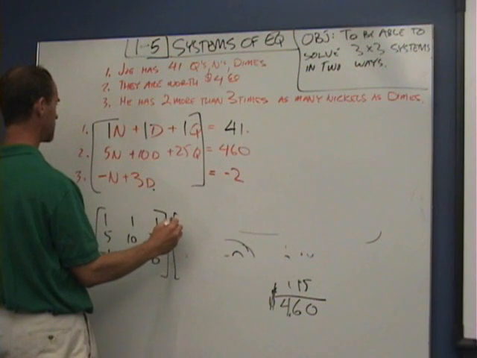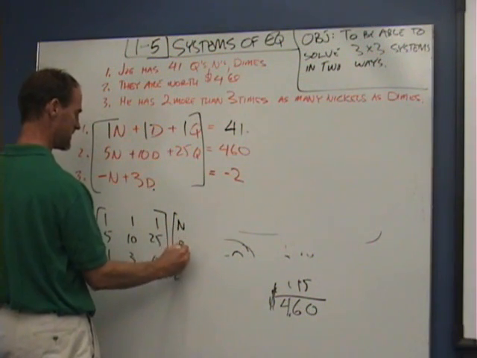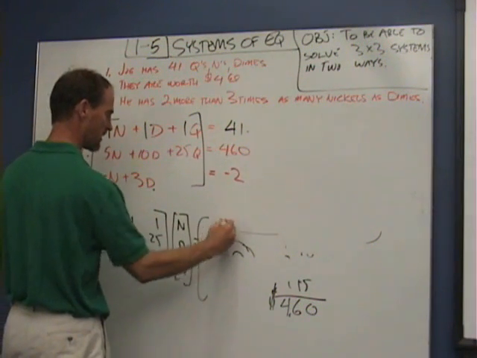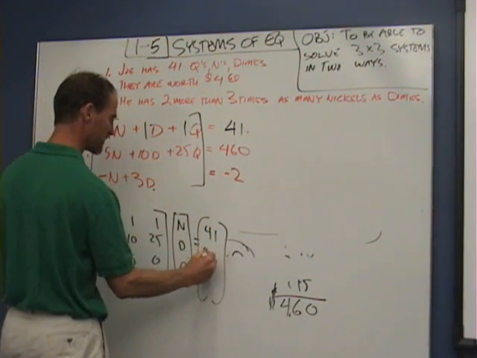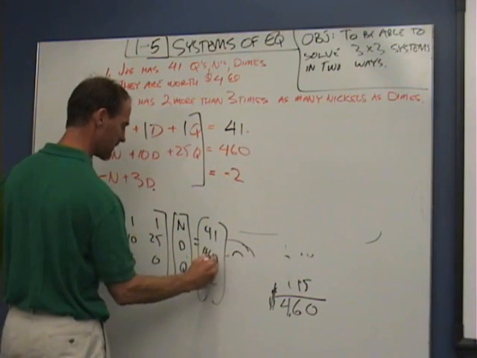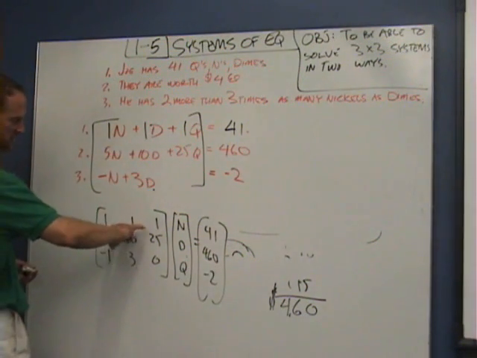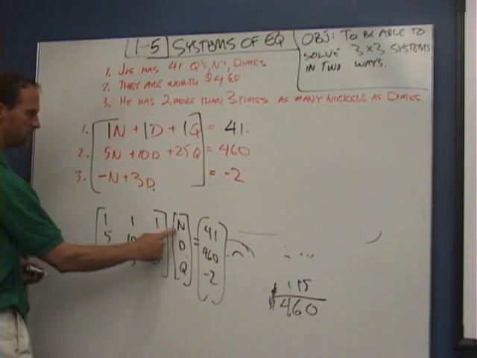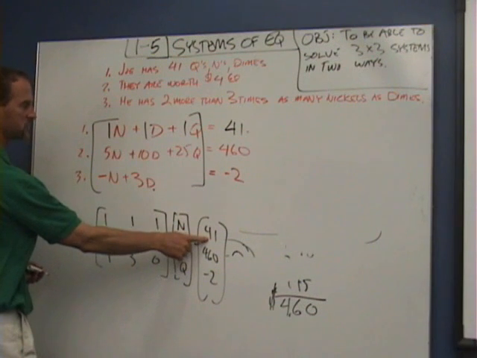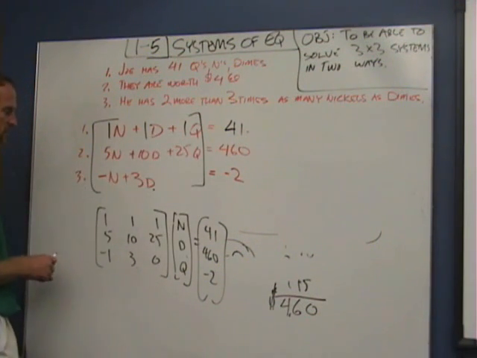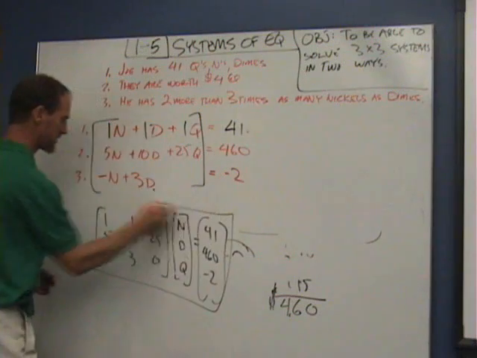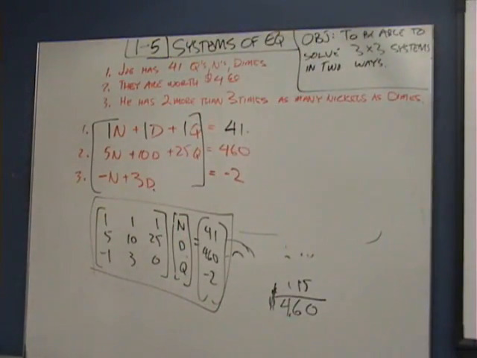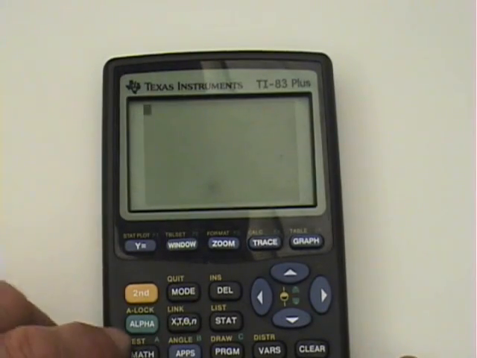This then will be the variables N and D and Q, and then this is what they're equal to: 41 and 460 and negative 2. Okay, so I could take each of these rows and flip it and multiply by this column here, and I know that those would equal this 41, so I can go back to that equation if I want. But this is what I'll put into my calculator in a moment. And we're going to do that matrix really quick.